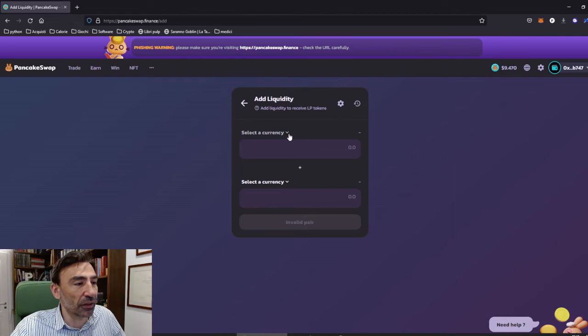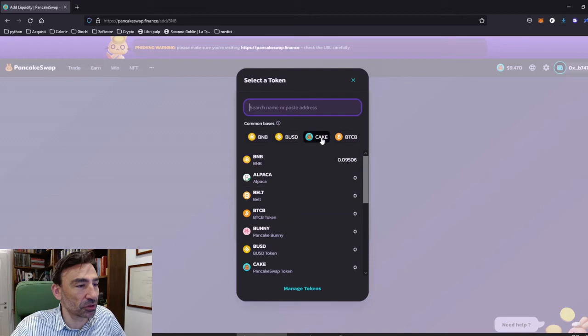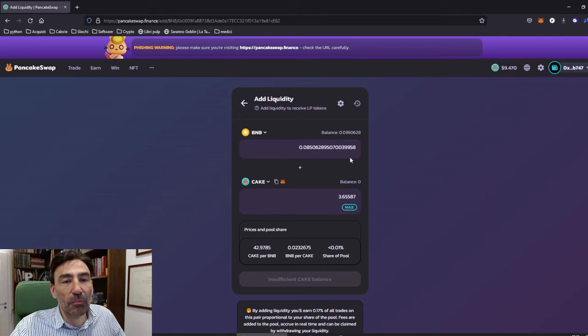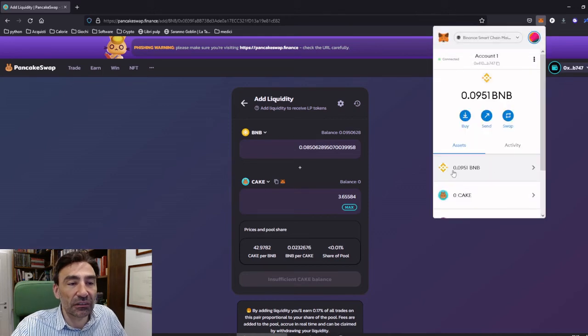Okay, so I go back here where they provide liquidity. I would like to provide liquidity to BNB Cake, for example, which is pretty famous. However, unfortunately, you must provide liquidity 50-50. So I must provide the same amount in Binance token and the same amount in Cake token. It's a rule. Whenever you provide liquidity, you must provide liquidity 50-50. So I currently have on my MetaMask only Binance tokens. I don't have any Cake. Yeah, got it. Okay, so I will now convert a little less than half of my Binance token to Cake.